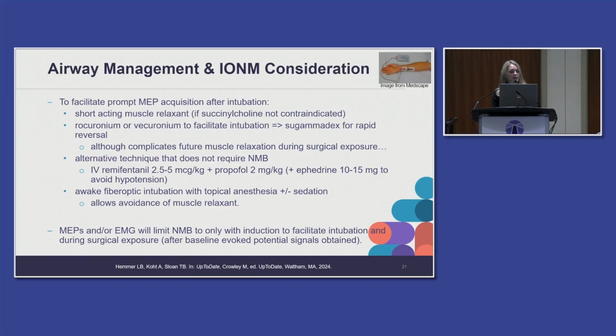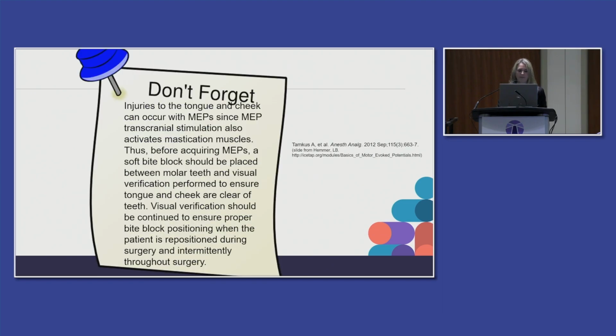You can consider alternatives that don't require neuromuscular blockade at all. High-dose remifentanil with propofol, keeping in mind the hypotension that would ensue and avoiding it, or an awake fiberoptic intubation technique to avoid neuromuscular blockade. MEPs and/or EMG will limit neuromuscular blockade use to only facilitating intubation and perhaps during surgical exposure. After that, we won't be using neuromuscular blockade.